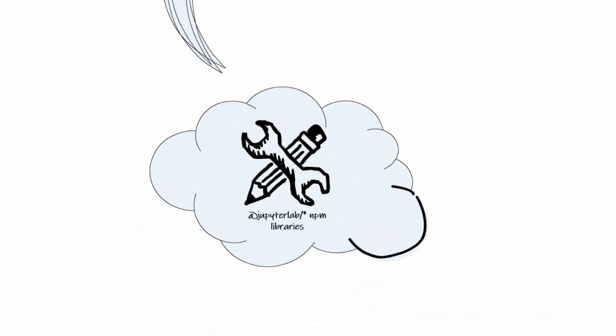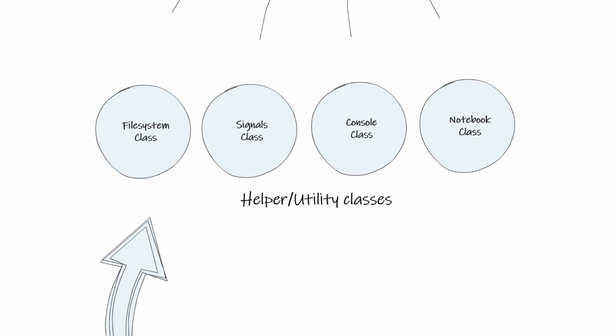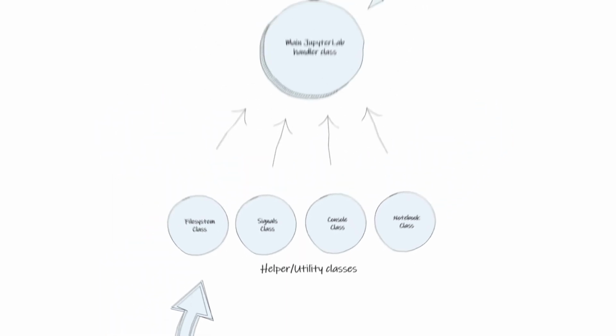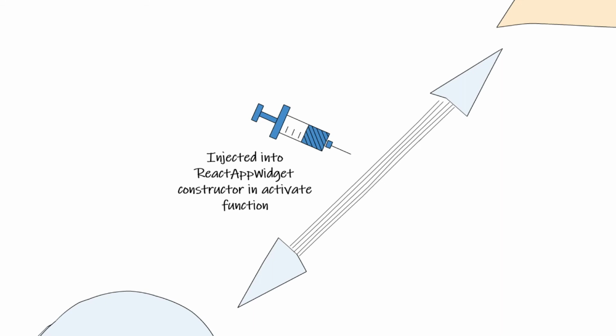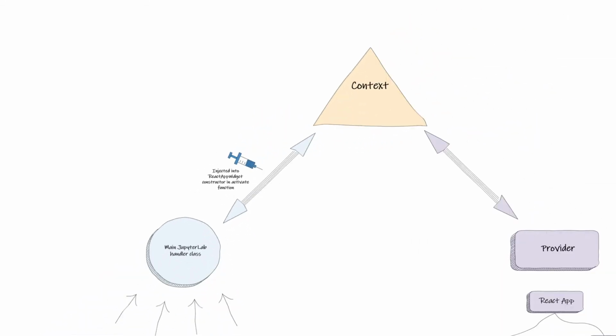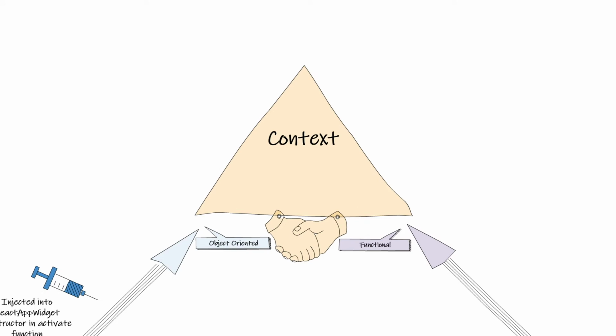So we've got these great JupyterLab libraries that we really love. We use them. They're much more powerful than a lot of things the native web browser can do. Inevitably, we end up writing these kind of wrapper classes around the libraries to help us do various things. We end up aggregating all of those classes in like a main JupyterLab class, which we inject into our React app widget in the activate function. Once that's injected, our context kind of acts as the communicator or the facilitator between our object-oriented JupyterLab side and our very functional, in 2020 with hooks, React side.